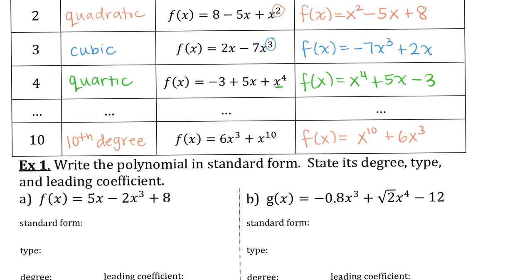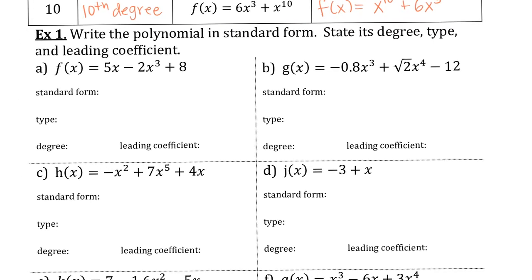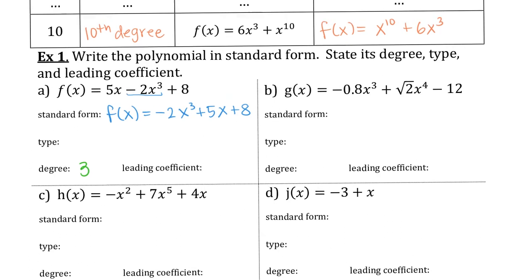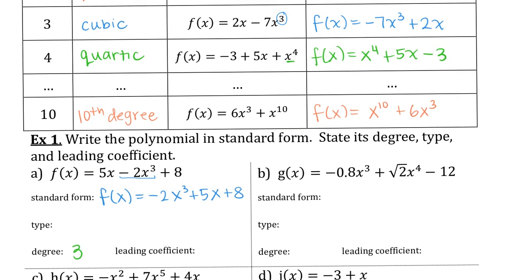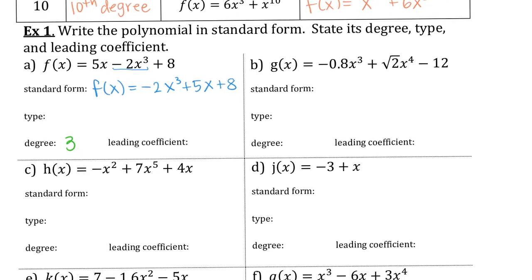Okay, so for example, we're going to write the polynomial in standard form, state its degree, type, and leading coefficient, and I'll tell you what a leading coefficient is. First let's put it in standard form. Okay, f of x, the highest degree for this one is the x to the third, so this negative 2x to the third. Then what's next? The positive 5x and the positive 8. What's the degree on this? 3, because that's the highest exponent. Since it is degree 3, we call this cubic.